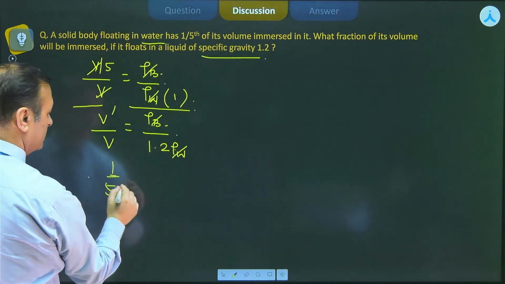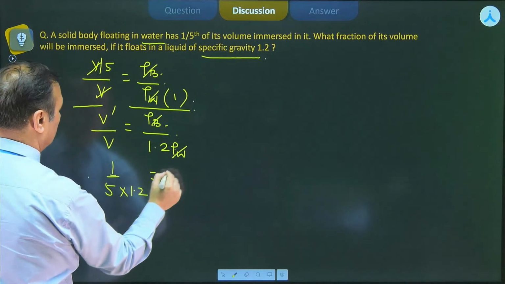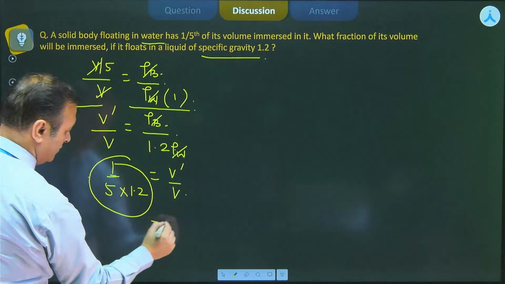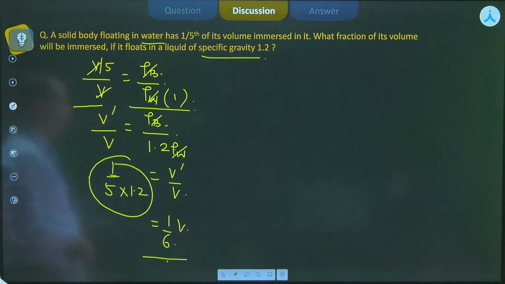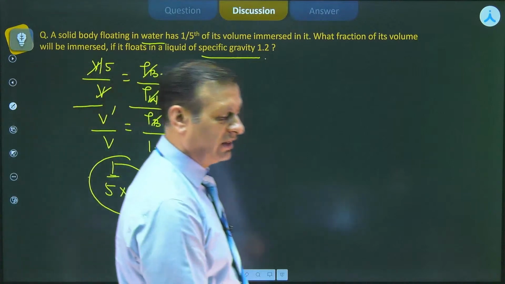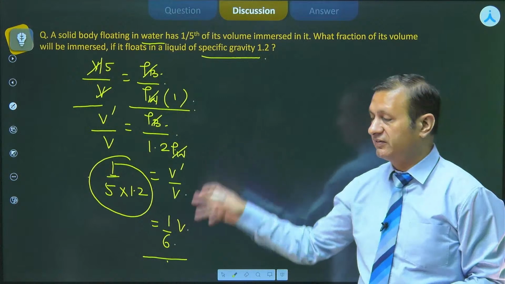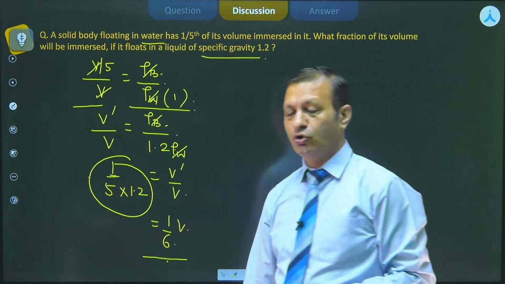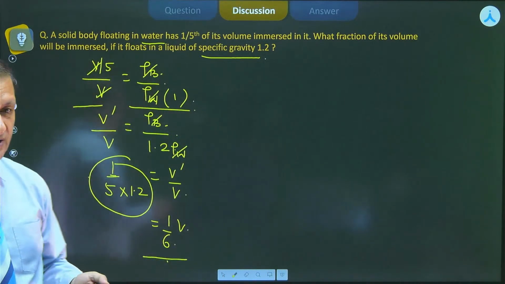And this is multiplied to U like this, and this will give me V dash by V, and this is 1/6 of the volume that is immersed. So look at the beauty of that shortcut. That shortcut has given us the power to solve or attempt this kind of question in just one step, with one click, with one go. And this is what you have to learn. This is what you have to understand.